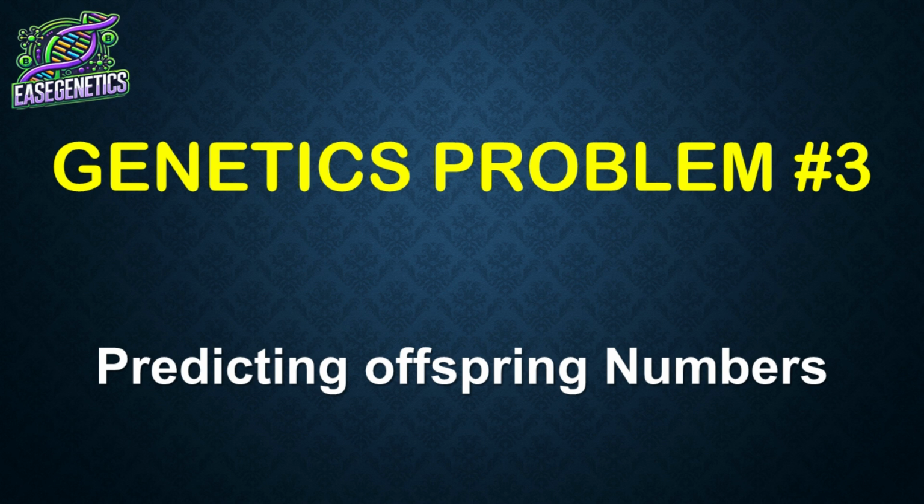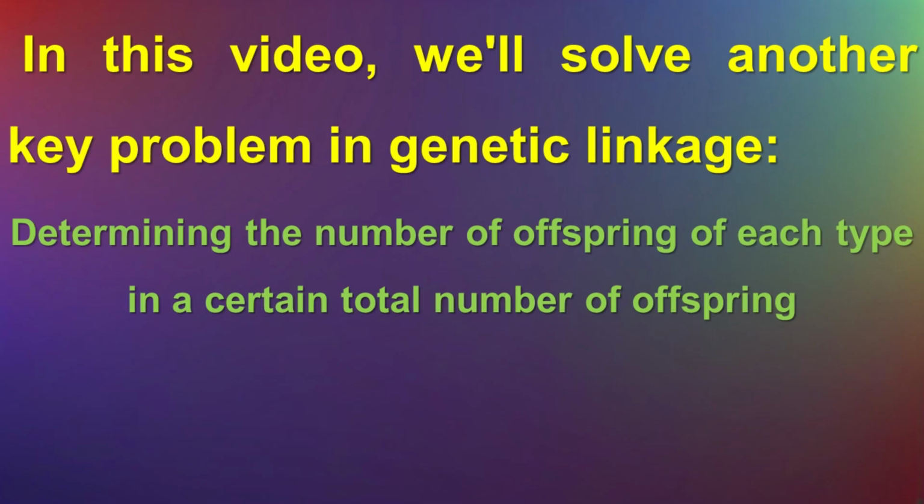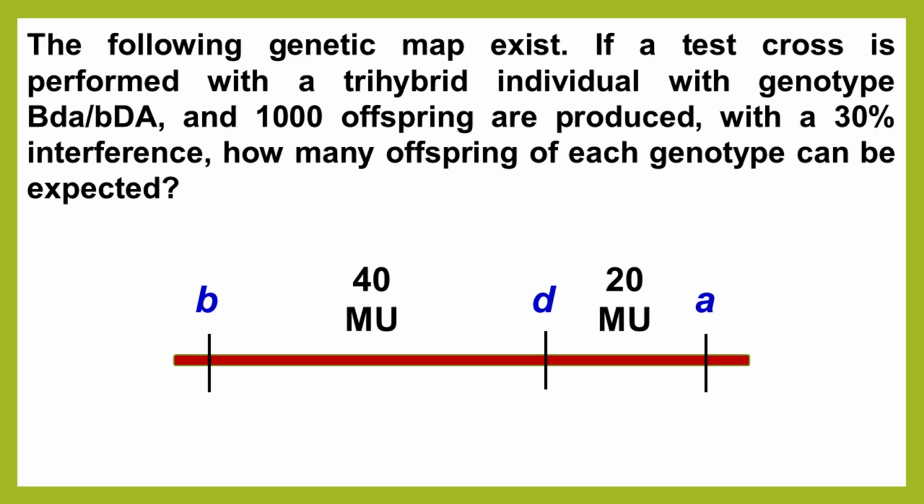I'm Dr. Kaveh Zargari and I'm here to solve another typical problem regarding genetic linkage. In this video, I'm going to solve another type of problem regarding three-point gene mapping by determining the number of offspring of each type in a certain total number of offspring. An example of such problems is like this.